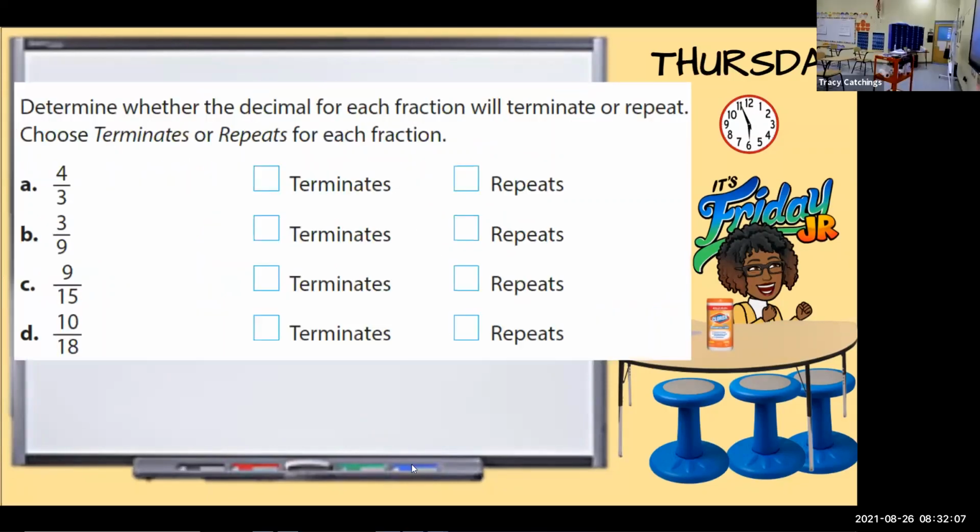All right, I'm gonna give you about 30 seconds to a minute. We got 4 different fractions, and they want us to determine if that fraction will terminate or if that fraction will repeat. I'm gonna give you about a minute. I think I'm gonna give you about 2 minutes. I got you.